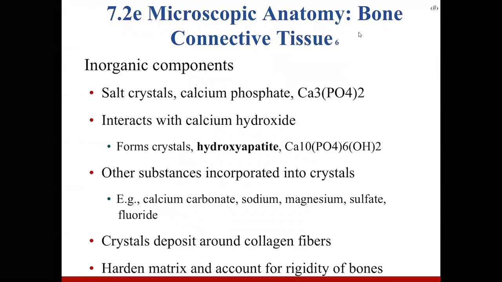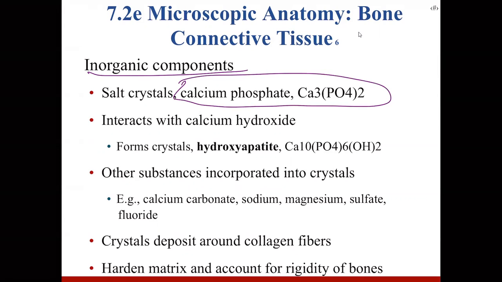Okay, now inorganically, you would be able to guess what it has, right? So it's got calcium phosphate in it. Calcium phosphate interacts with calcium hydroxide. It forms crystals. It also has calcium carbonate. It has sodium, magnesium sulfate, fluoride in there. Okay, so the crystals, the hard part, get formed around the collagen. And that forms the hard part of the bone.